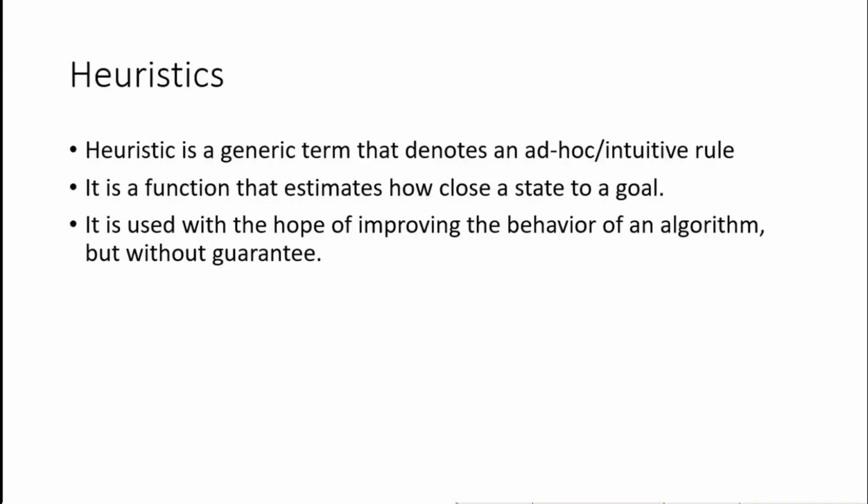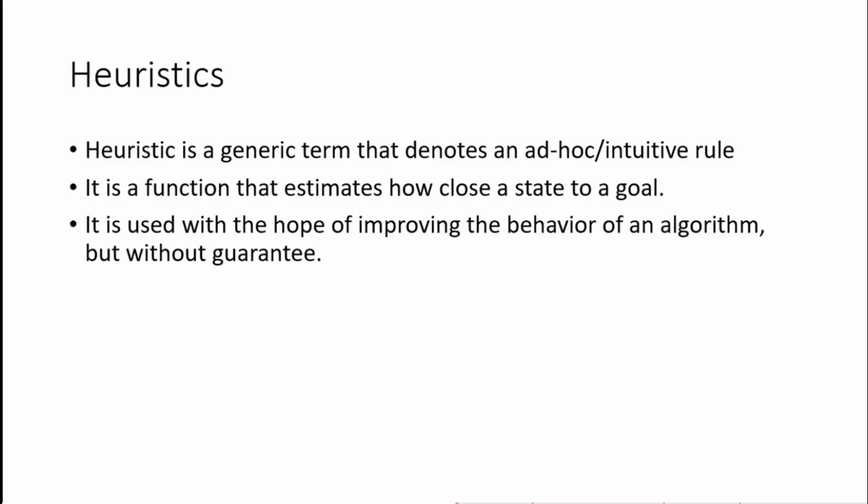So what is heuristics? Heuristic is a generic term that denotes an ad hoc intuitive rule. So it's a function from states to numbers. It exactly knows what is going on in your search problem. It doesn't tell you what to do, it just tells you whether you are close to a goal or not. So it simply estimates how close a state is to a goal.